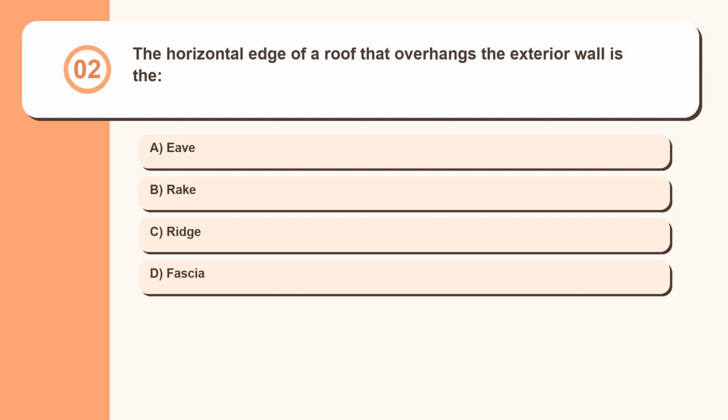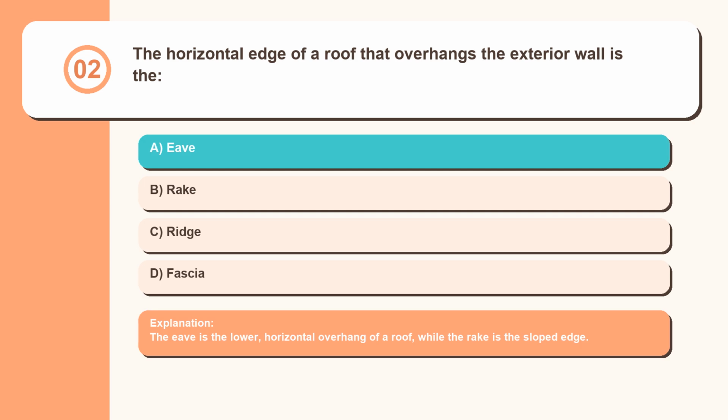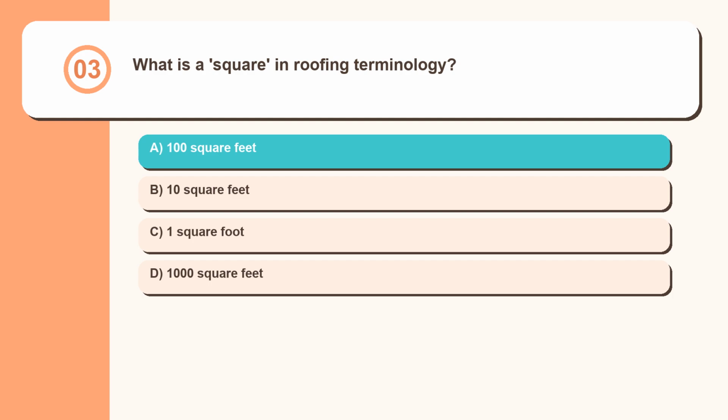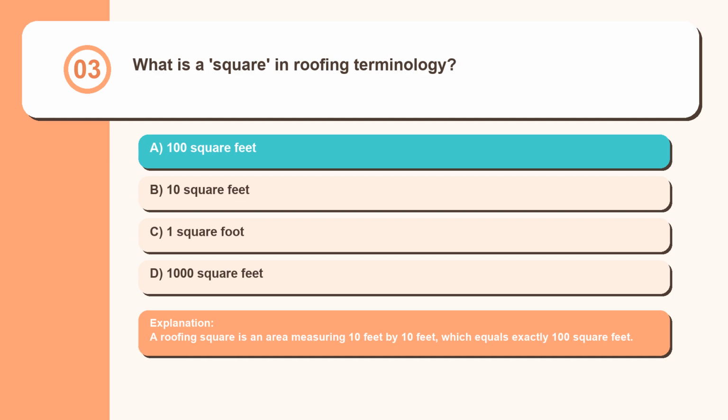Question 2. The horizontal edge of a roof that overhangs the exterior wall is the eave, rake, ridge, fascia. The eave is the lower, horizontal overhang of a roof, while the rake is the sloped edge. Question 3. What is a square in roofing terminology? 100 square feet, 10 square feet, 1 square foot, 1,000 square feet. A roofing square is an area measuring 10 feet by 10 feet, which equals exactly 100 square feet.